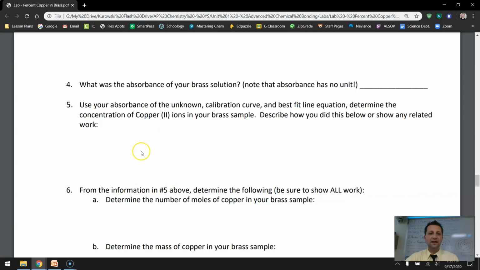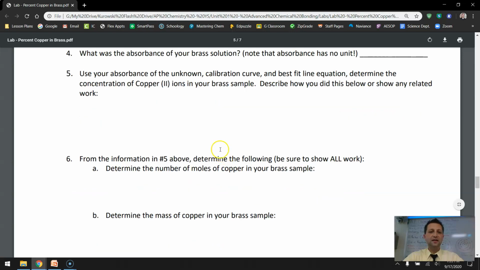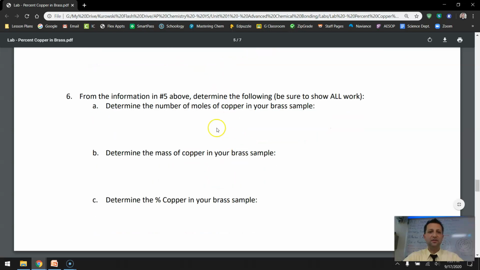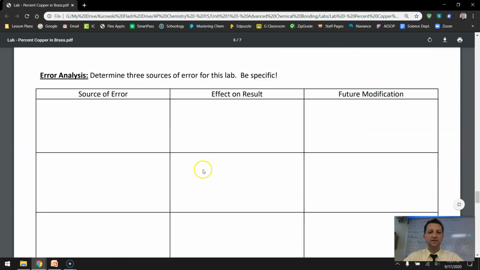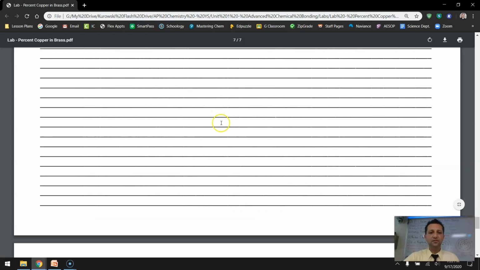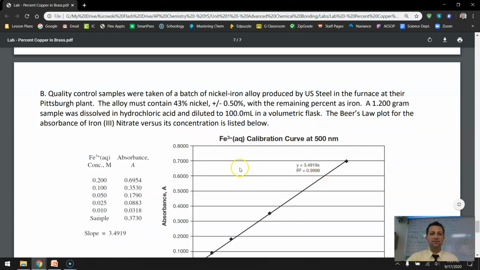When you get to 5 and 6, that's when you're going to use your best fit line that hopefully you have made from Google Sheets or Graphical Analysis. And then you'll do some mole conversion stuff once you figure out what your concentration of copper is in your brass sample. So some mole conversion and percent stuff here, and then percent error, and a theory question there. And then finally, for this last part, you have another sample here.